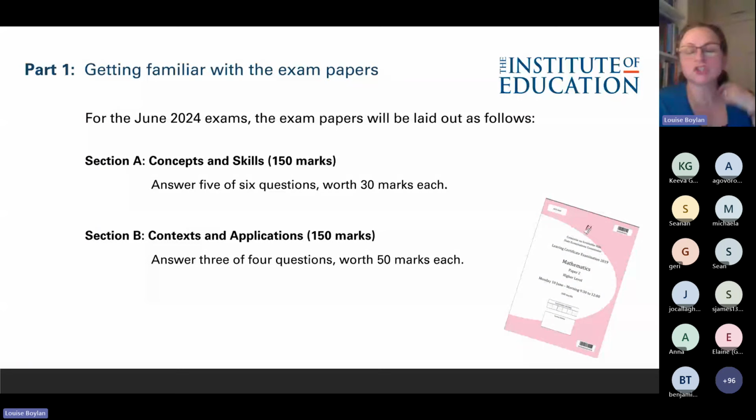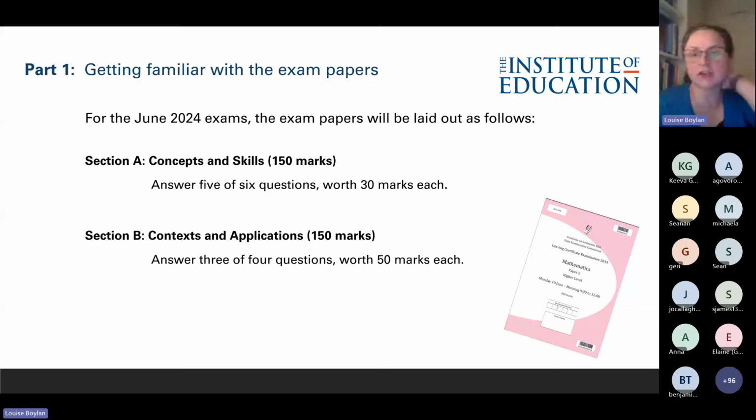So just jumping back to section A for a second. This is concepts and skills. This is what we call 6 short questions. They're not terribly short. Each one will take up to 15 minutes, 12 to 15 minutes to do. There are 6 on the exam and you have to answer 5 of the 6. So you can leave one of them out.